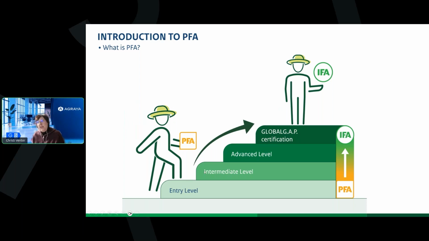And then when the producer is ready, moving on to the intermediate level, which now contains a little bit more elements, a little bit more minors, a little bit more majors, and then going over to the advanced level, which is the highest level of PFA. Then the documentation becomes a little bit more prominent, but not nearly at the GLOBAL.A.P certification level as yet. So this is the process to go through. This is assessment level, and then it is a capacity building program. So obviously, first prize is to get to certification level.